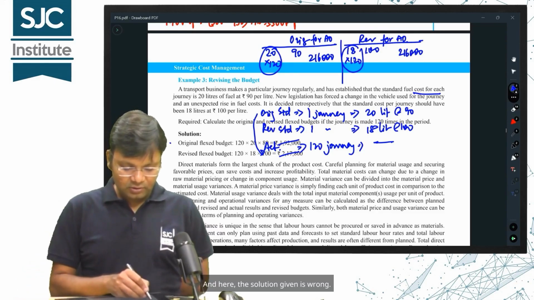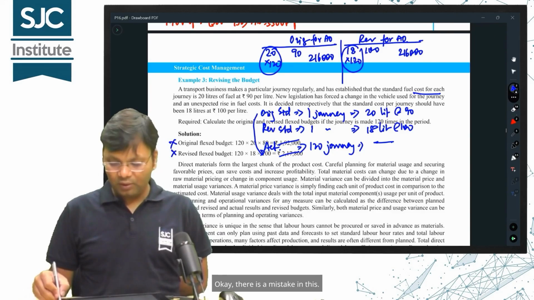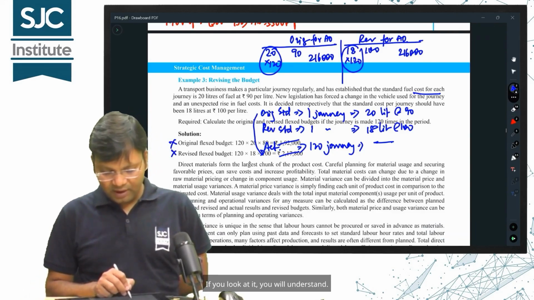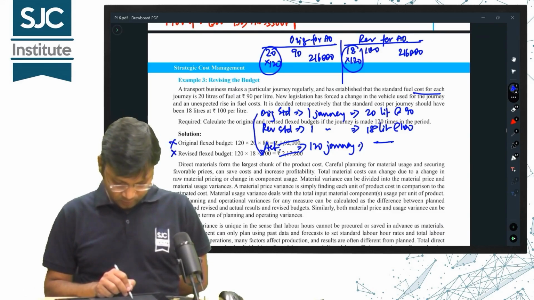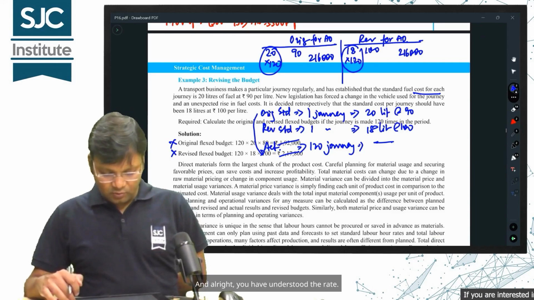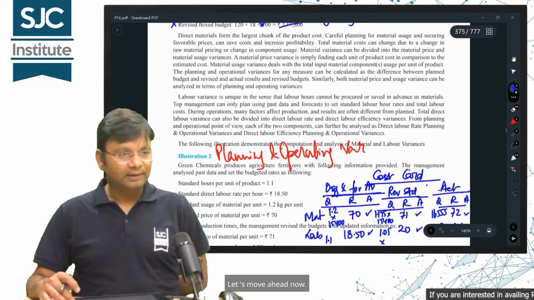And here, the solution given is wrong. Okay, there is a mistake in this. If you look at it, you will understand. And alright, you have understood the rate. Let's move ahead now.